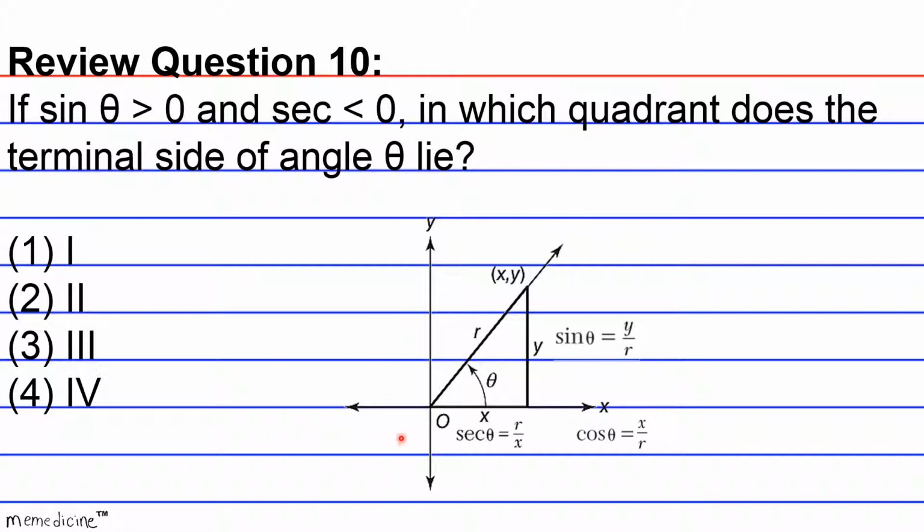Okay, so the region of overlap, where the sine is positive and the secant is negative, is going to be quadrant 2. Let's shade that in a little bit. So quadrant 2 is our answer, and that means the correct answer choice is 2.